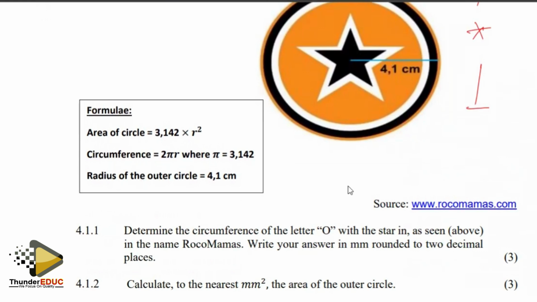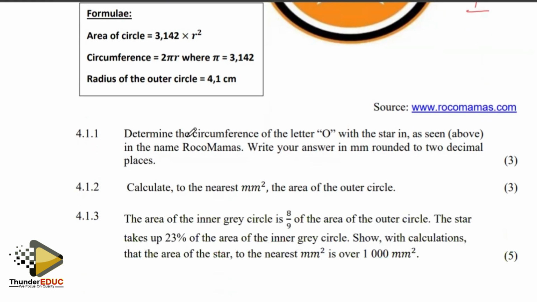They have even gone ahead to tell you that the radius, because this is a short distance from up to here, the radius is 4.1 centimeters. Okay, they're asking us, determine the circumference of the O with a star as shown above in the Rock Mama's emblem. Write your answer in millimeters, rounded to 2 decimal places.